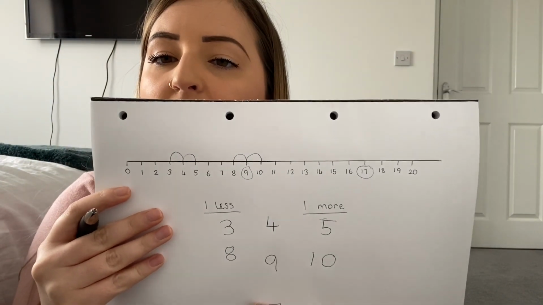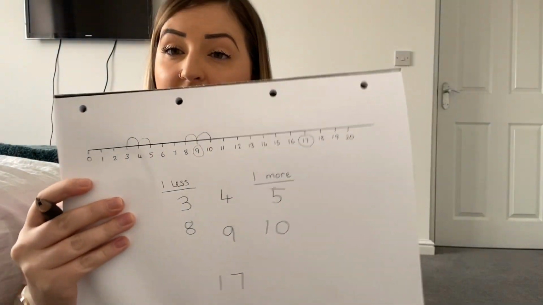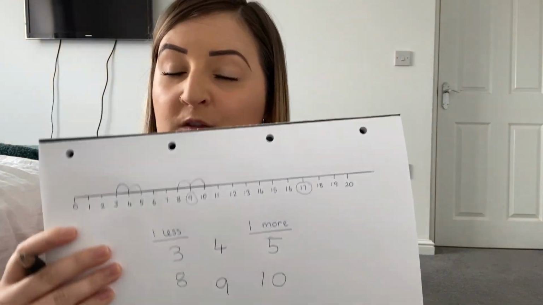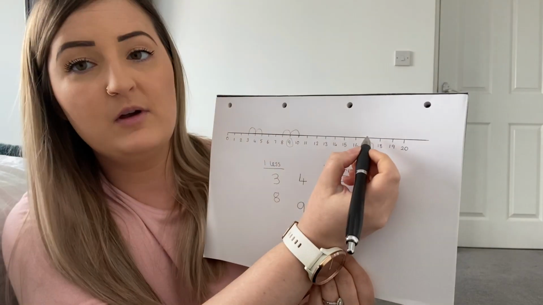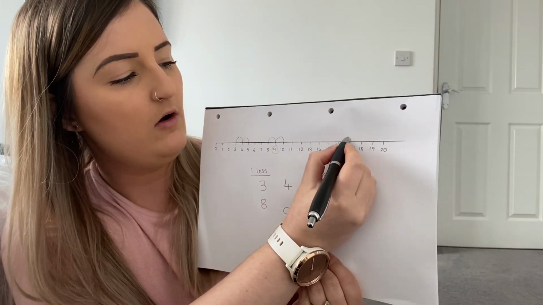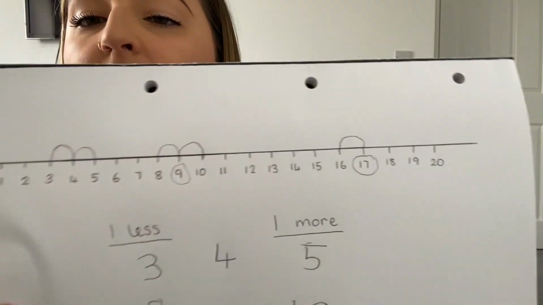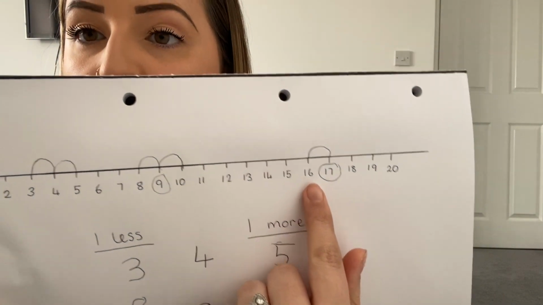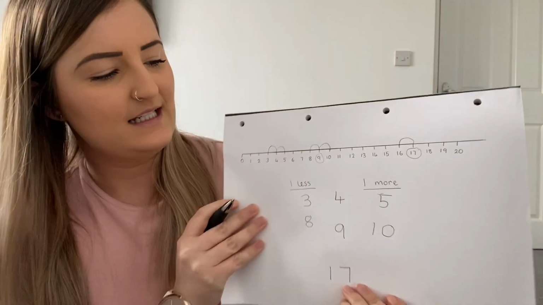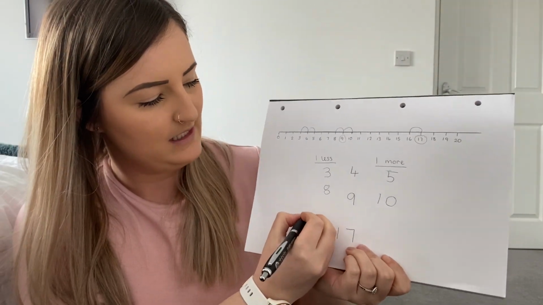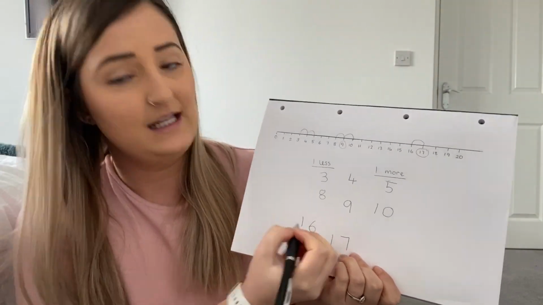Now to start with, let's find 1 less than 17. Can you remember which way we jump if we want to find 1 less? We jump backwards. So I'll find my 17 and I'm going to do 1 hop backwards. Can anybody read this number and tell me what number this is? It's a 2-digit number. Yes, it's number 16. So 1 less than 17 is 16.